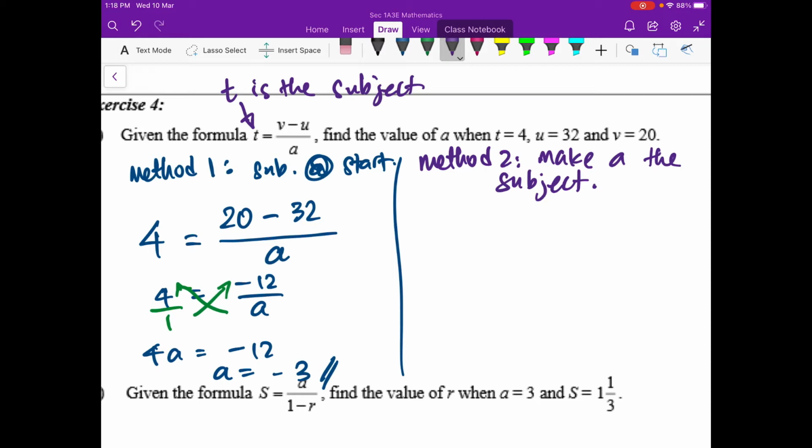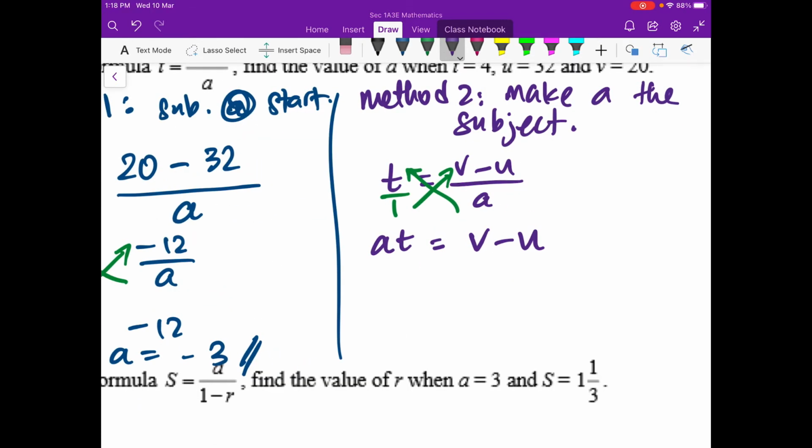So I'll just copy down the question first. t equals v minus u over a. In order to make a the subject, I don't want it in the denominator anymore. So same steps. We end up with a t equals v minus u. I only want a as the subject, only a on the left hand side. So I don't want a t, I'm going to divide the right hand side by t. Okay, so now a is our subject, a equals v minus u over t.